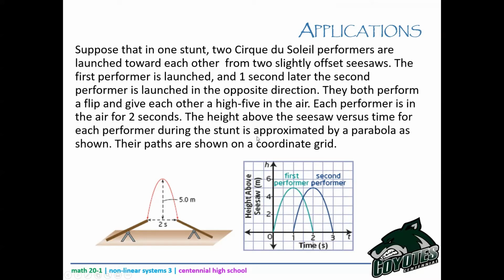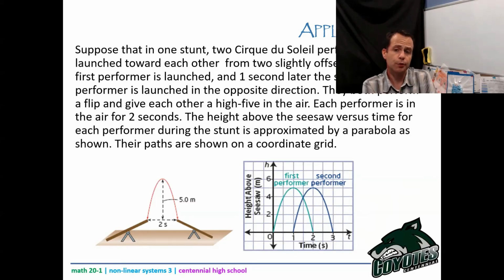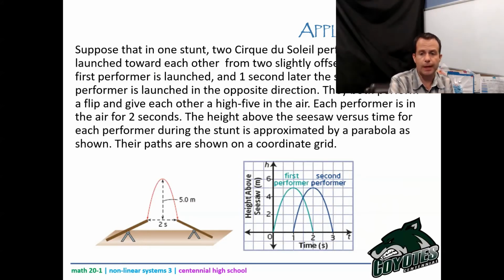Suppose that in one stunt, two Cirque du Soleil performers are launched toward each other from two slightly offset seesaws. The first performer is launched, and 1 second later, the second performer is launched in the opposite direction. They both perform a flip and give each other a high five in the air. Each performer is in the air for 2 seconds. The height above the seesaw versus time for each performer during the stunt is approximated by a parabola as shown. And their paths are shown on a coordinate grid. Okay, so that's all the information that we have. Now, we're just going to break it down and go through some questions together.